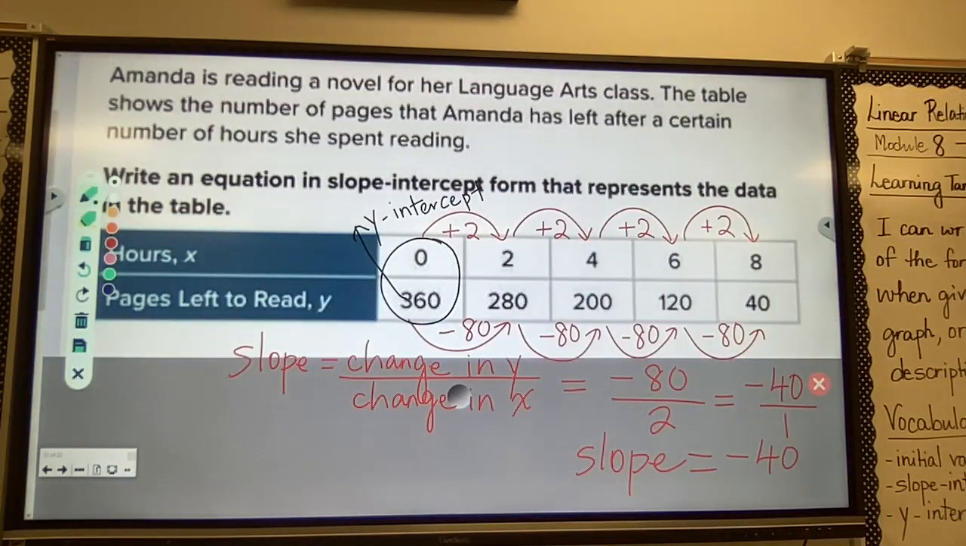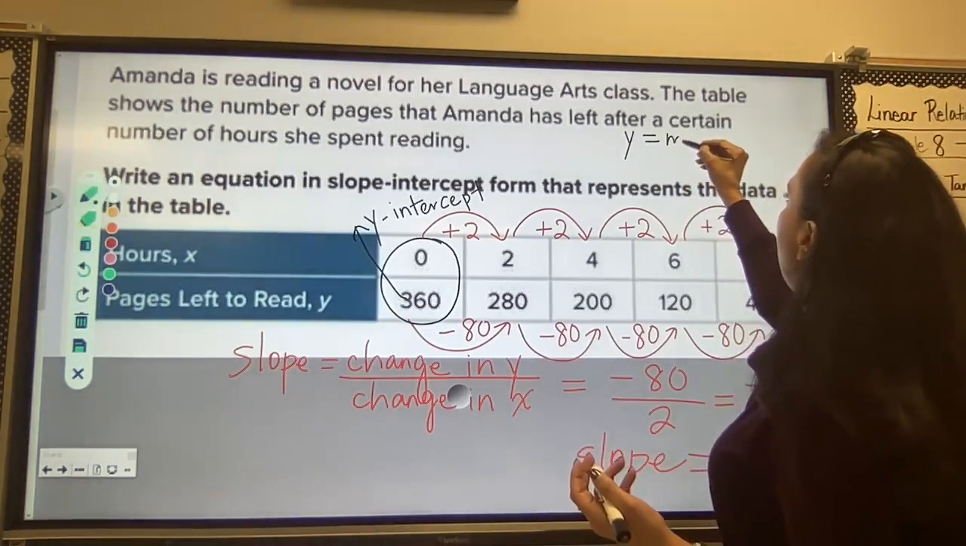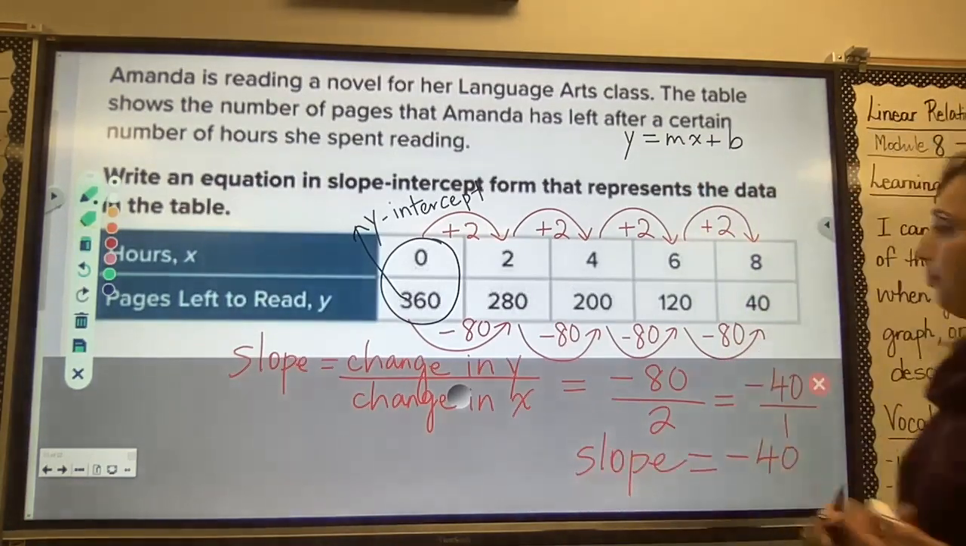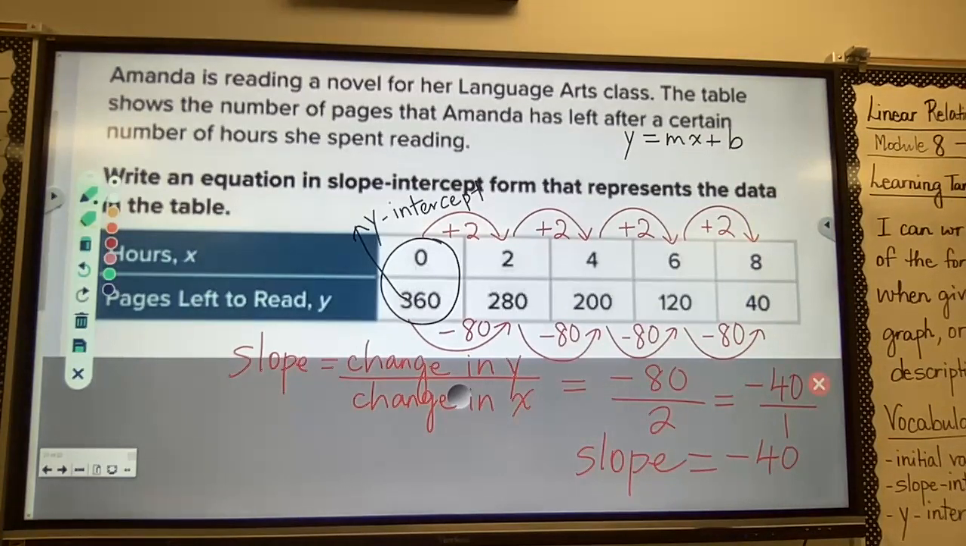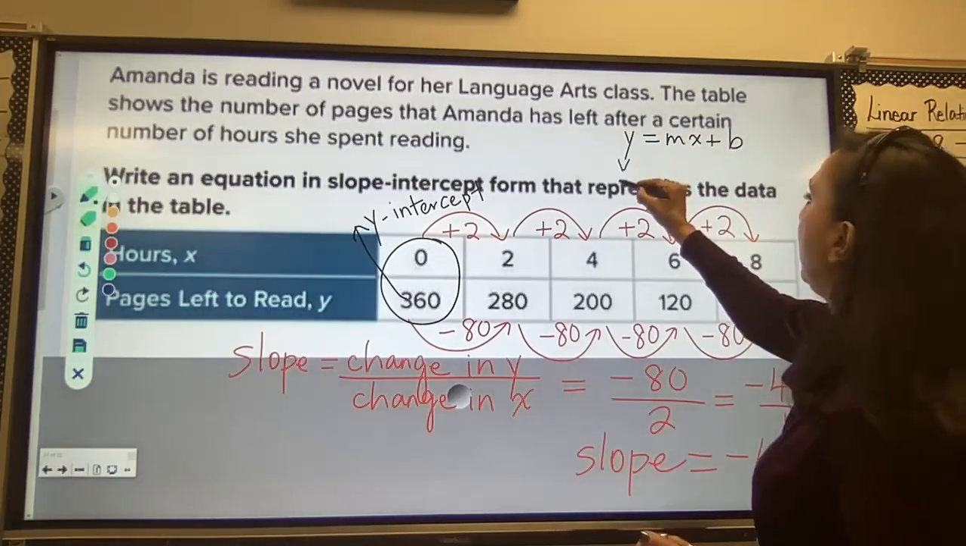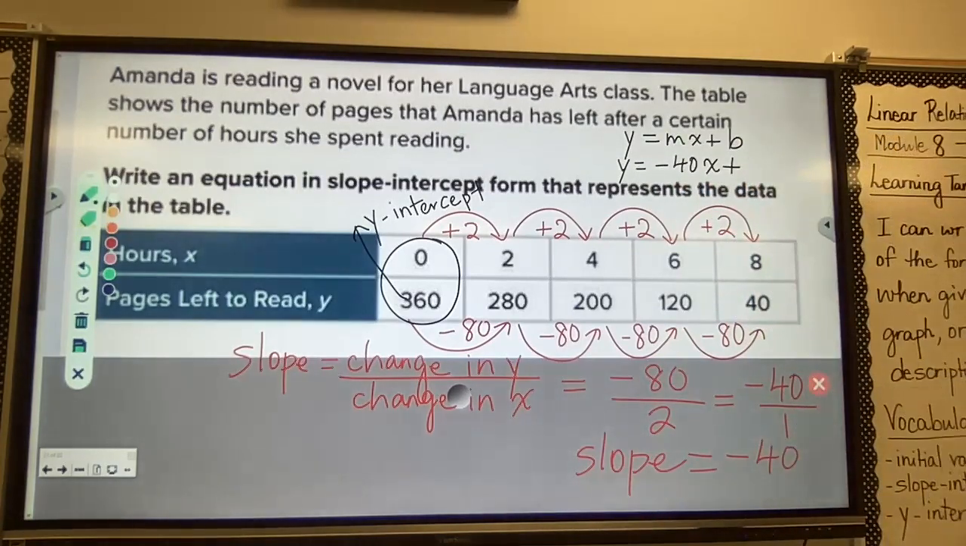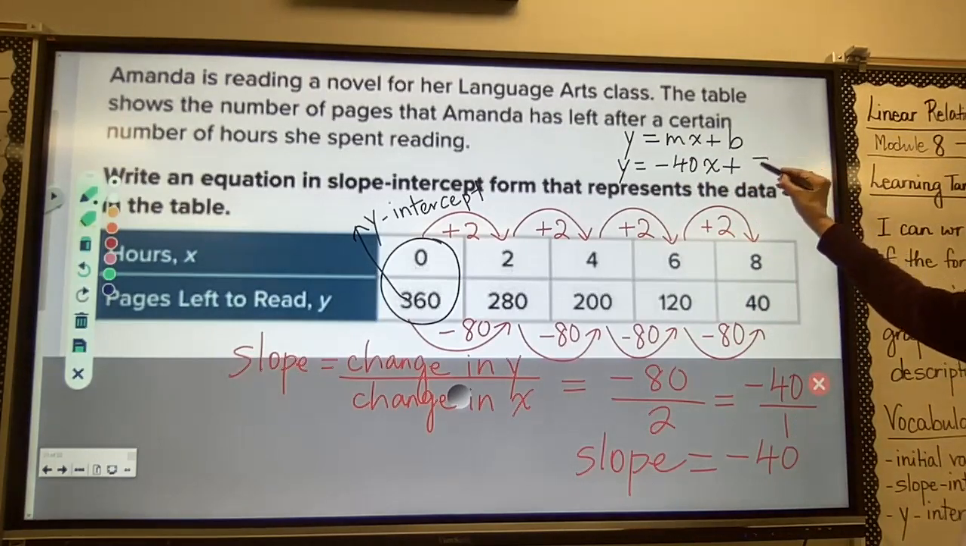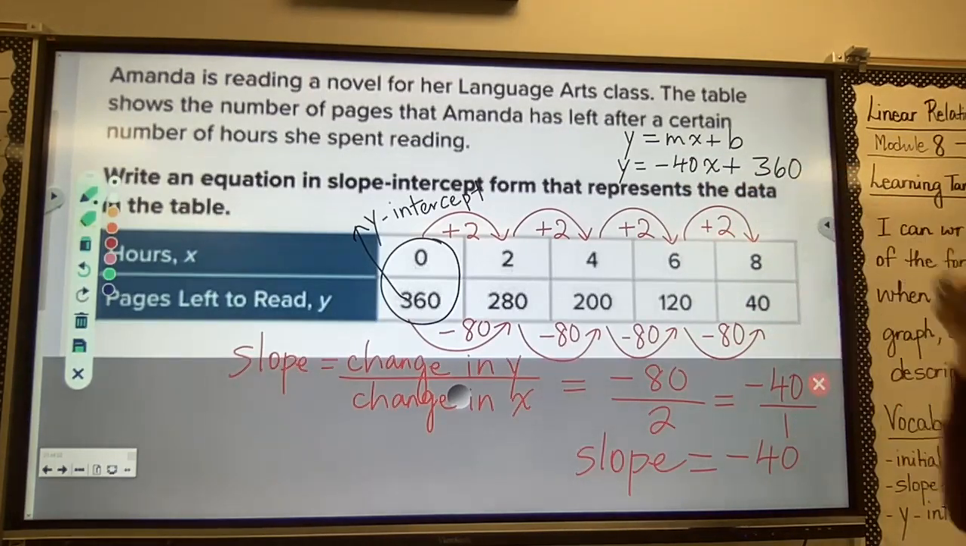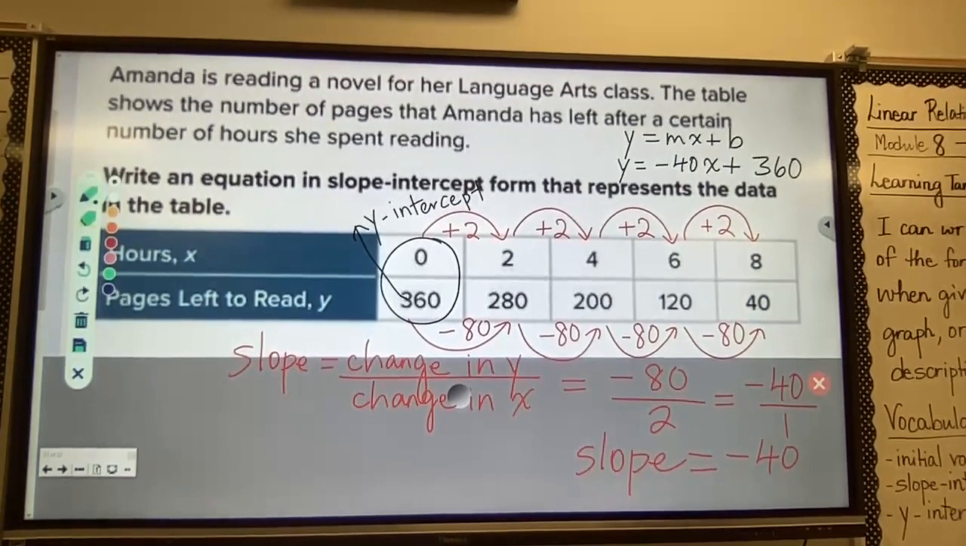Now I'm going to substitute the values for slope and y-intercept in the equation. If I have y is equal to mx plus b, I'm just going to substitute the values. What did I get as my slope? Negative 40. So that is negative 40x plus, what is b over here? It is 360. That is how I'm going to write it out in slope-intercept form, and the equation that represents the data is y is equal to negative 40x plus 360.